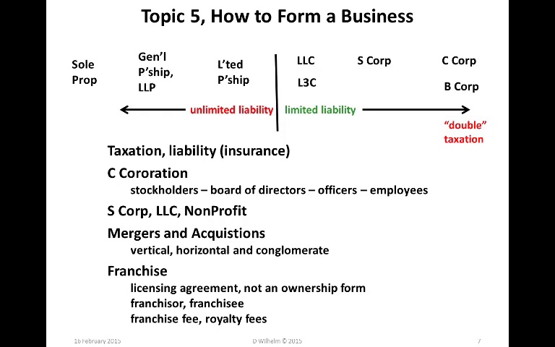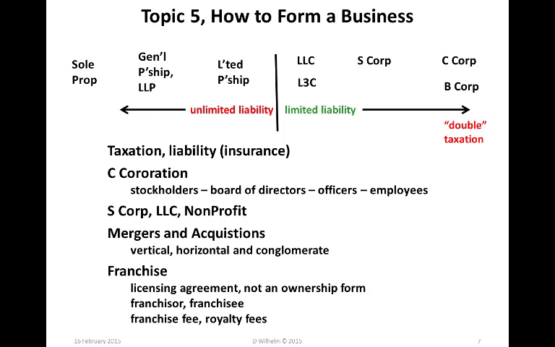They are the ones with what is called double taxation. It's not really double taxation. A C corporation's earnings are taxed once at the C corporation level, and then when the owners receive their dividends, they are taxed again on those dividends.